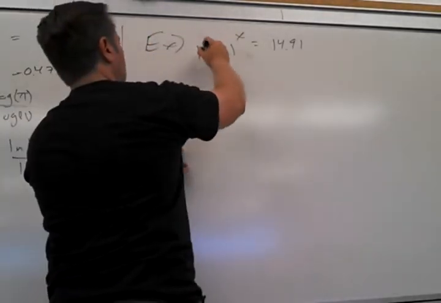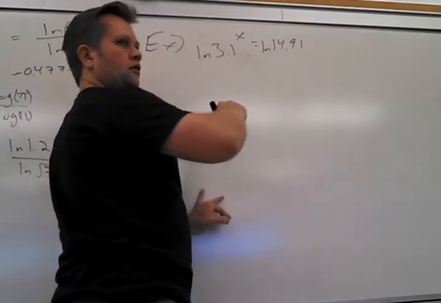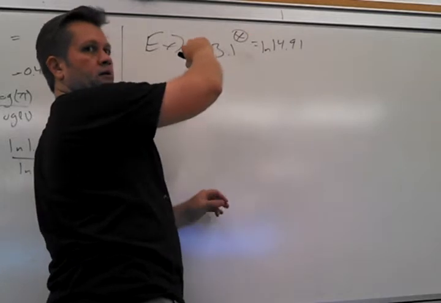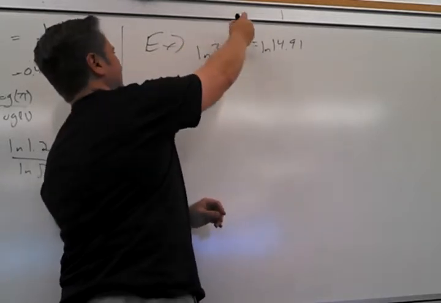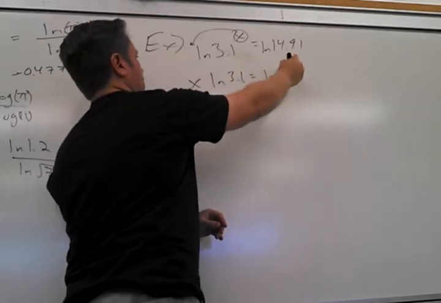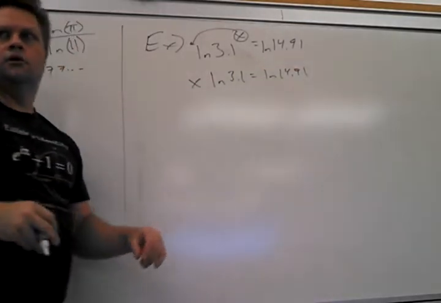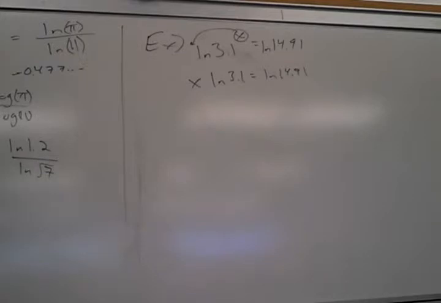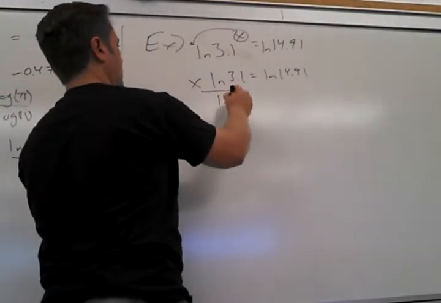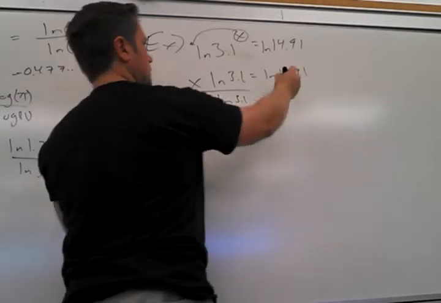So if I do ln of both sides, what can I do with it? Bring it back to the front. Yeah, so this will be x times ln 3.1 equals ln of 14.91. Divide by your ln. And divide by what you don't want. Exactly. This is x times this. So I can divide by that number, whatever it is.